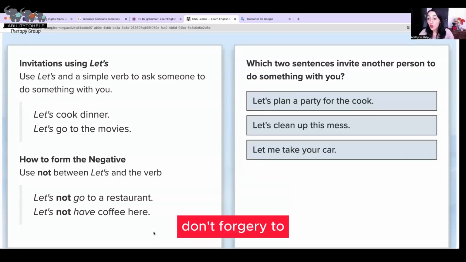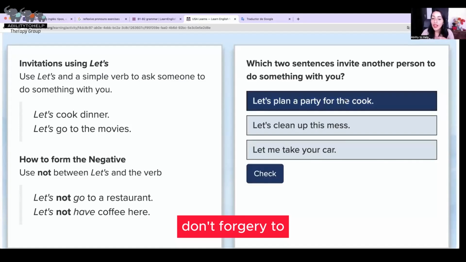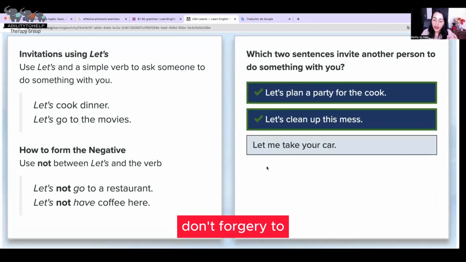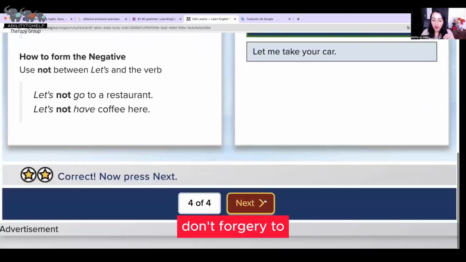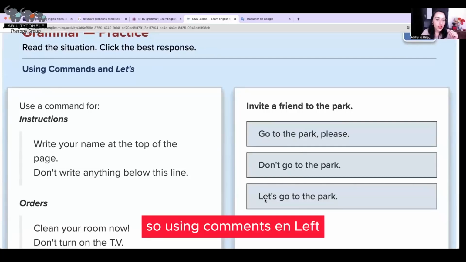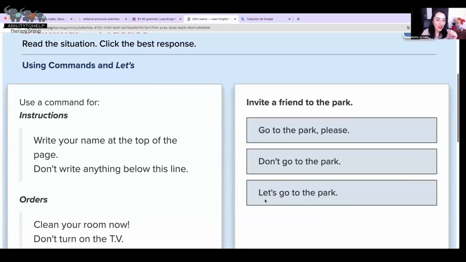Don't forget it. If you want to invite someone else, we have an important word. Let's plan a party for the cook. Let's clean up this mess. So the first and the second one are true. So, using comments and let's.